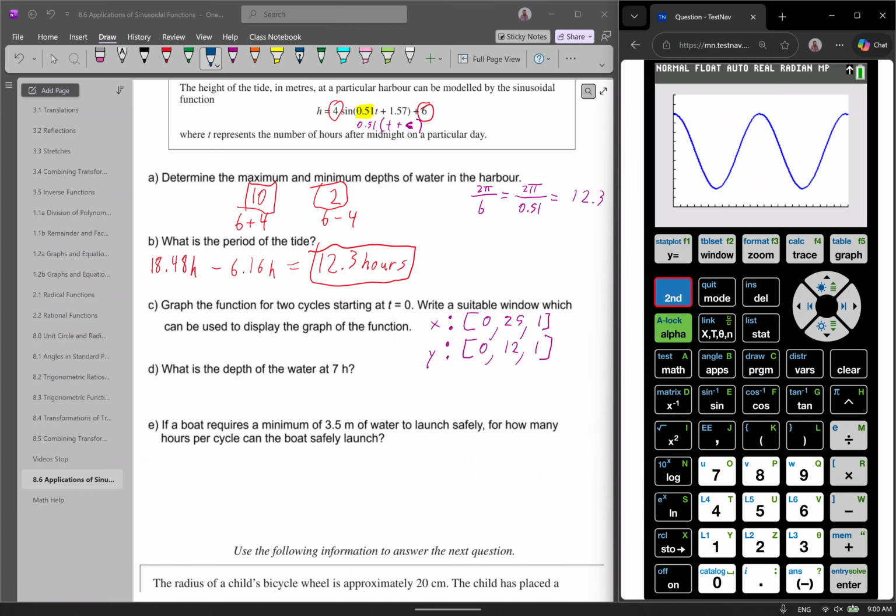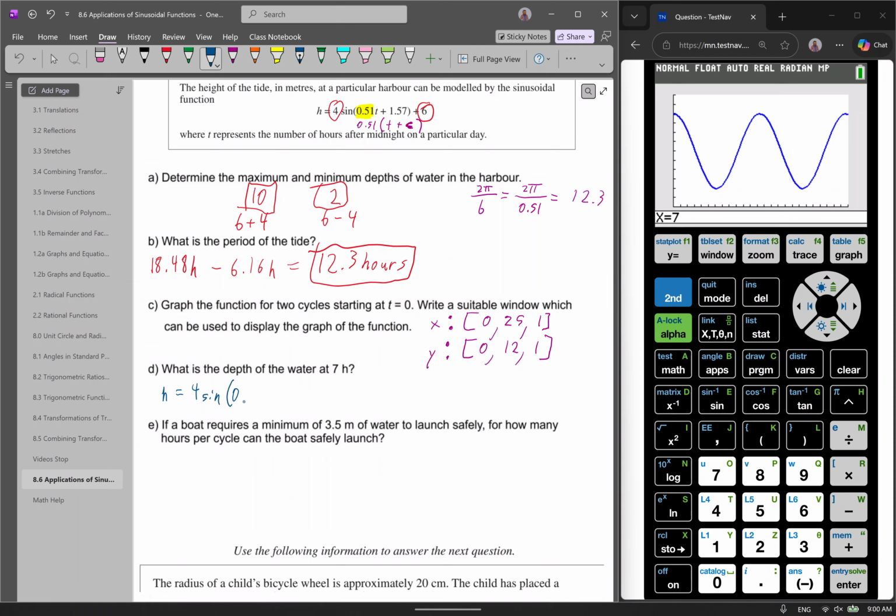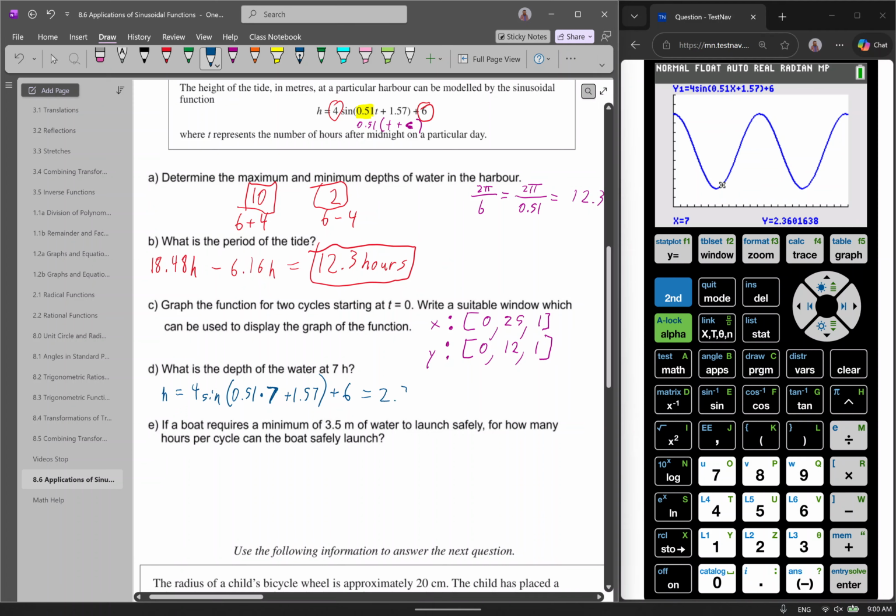So what we're going to do is second function calc value, and you can type in 7, and you can do that and it'll work great. Or you can type in h equals 4 sine 0.51 times the 7 hours plus 1.57 plus 6. And this will also get you the same number. So it would be 2.36 meters.